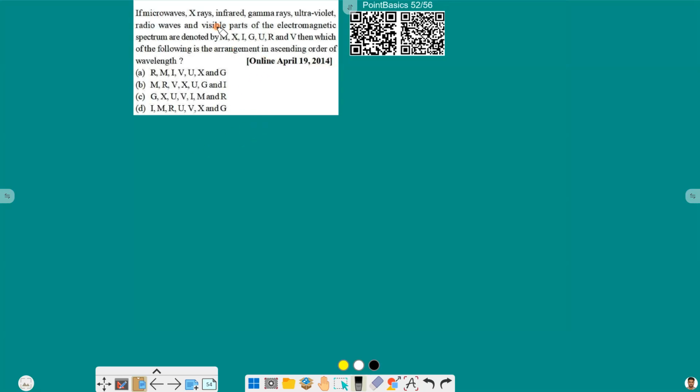And we know here we have gamma and X. So gamma is going to have the lowest wavelength, then we will have X, that is X-ray, and after that we know that we have ultraviolet, then we have visible V, and then we have infrared, so I, and we have radio waves, so that is going to be R. So this type of pattern should be there in the answer, and that is in option C.